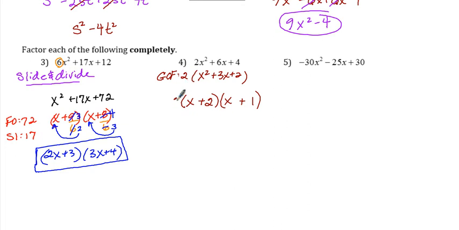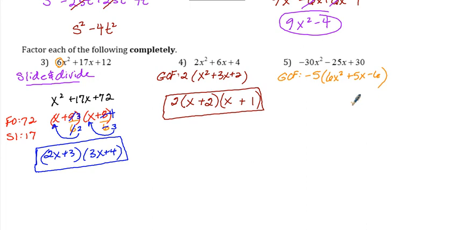Since we took a GCF out at the beginning, we need to bring that back in for its final curtain call and its final answer. Number 5, once again, we are faced with a greatest common factor. So let's pull that out. That GCF for number 5, let's make that a negative 5 that's coming out so that this ends up a positive. So 6x squared plus 5x minus 6 is what's left behind.